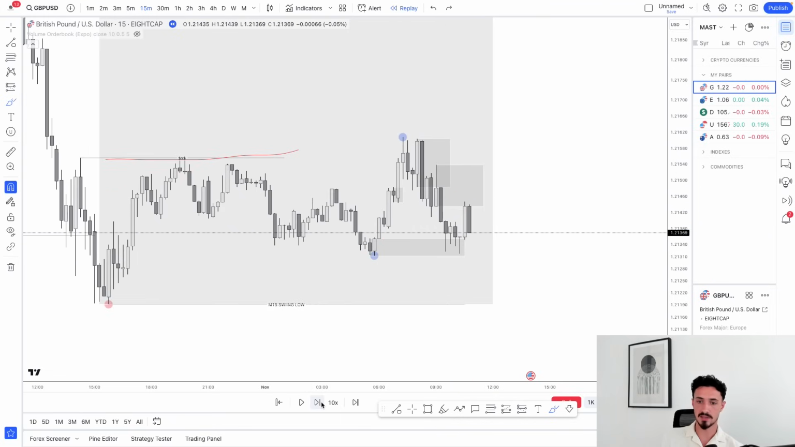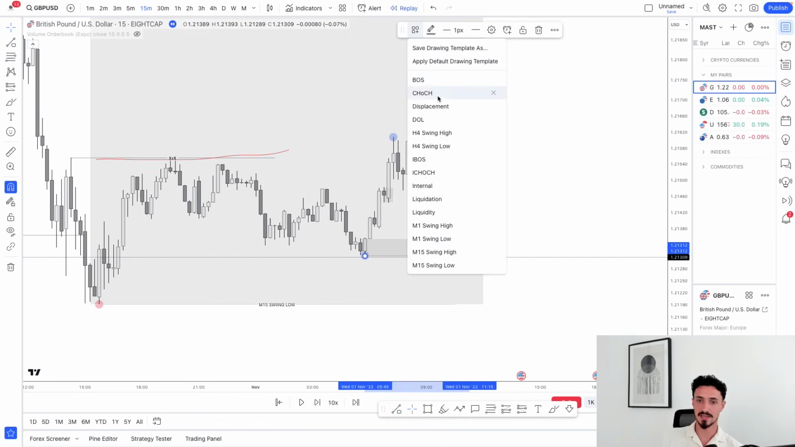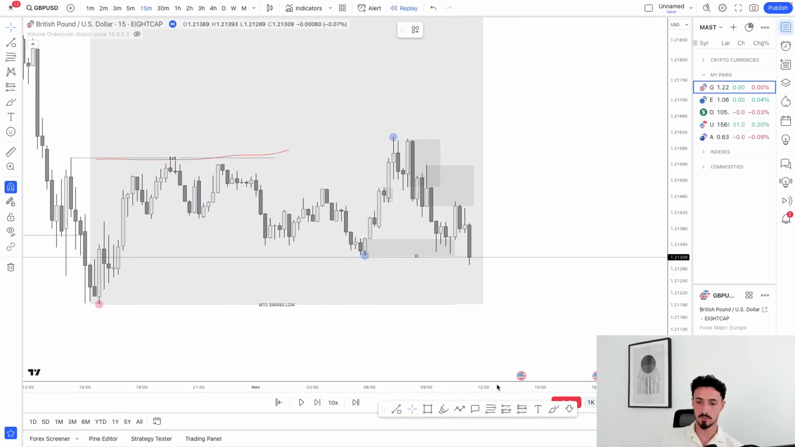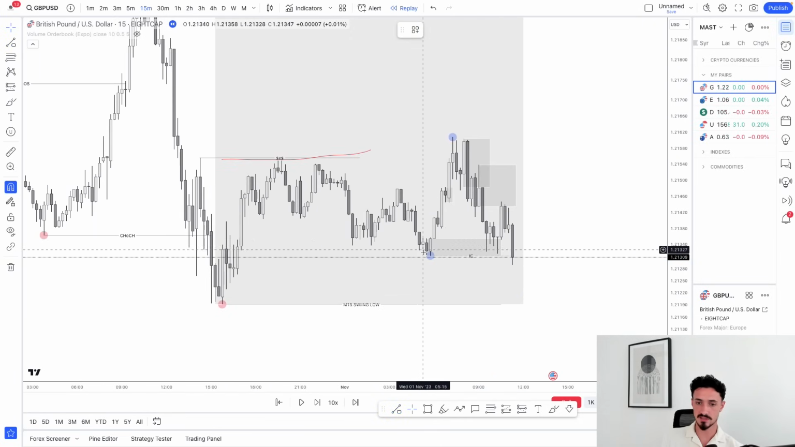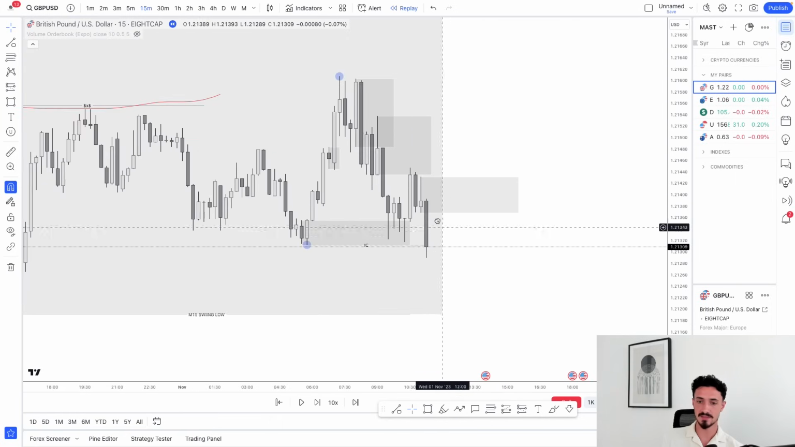What happens next? Price gives a bearish reaction. And then we get a break and a close through the low. What does that give us? An internal change of character. We have gone from putting in a series of higher highs and higher lows to now putting in a lower low. And where's the only area of supply that is still left to be mitigated? Well, it's this level in here. This is the only and final area of supply left to be mitigated.